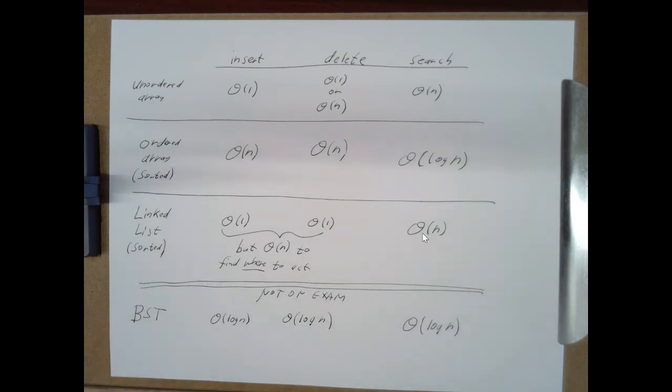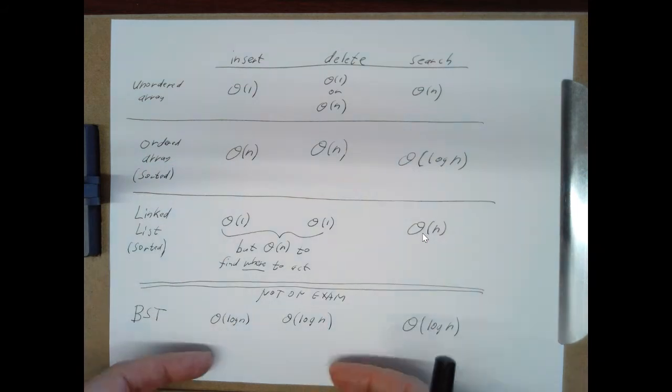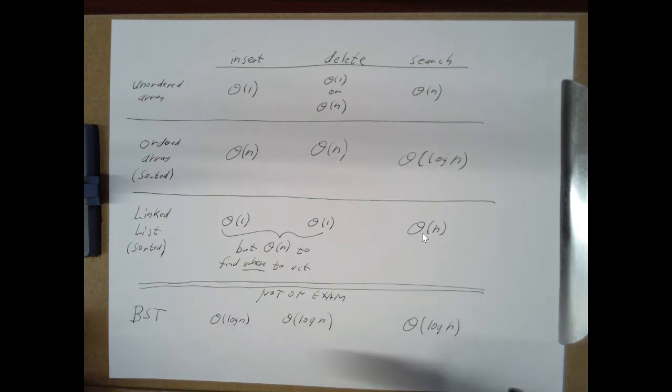So we get back the nice search time of an ordered array, and the insert and delete go from n down to log n, which is totally manageable. Means if you have a billion things in your tree, it only takes you 30 operations to insert, to delete, and to search, which isn't bad. So that's what we're doing now, but not on the exam.